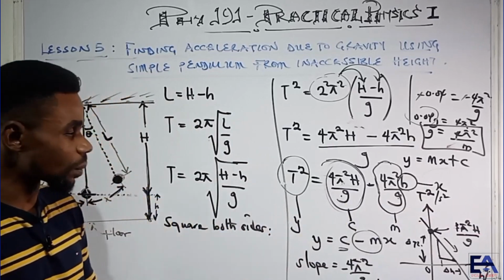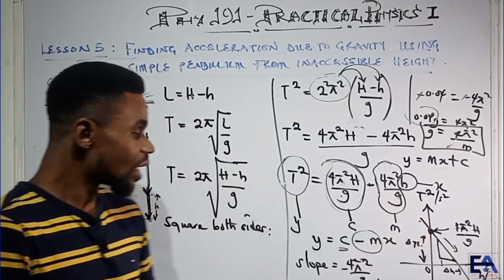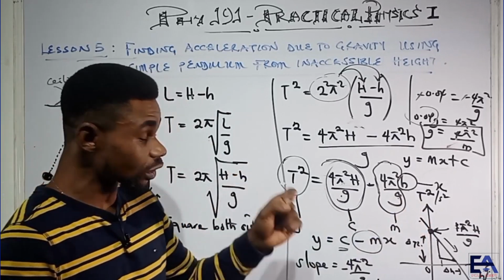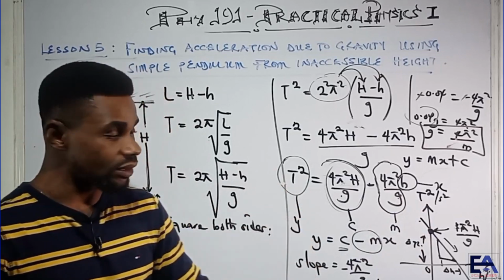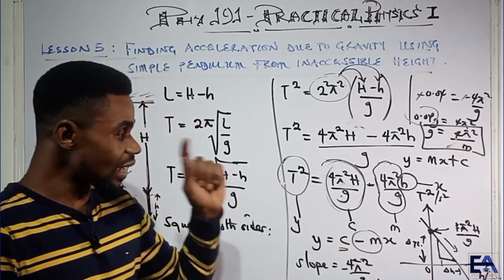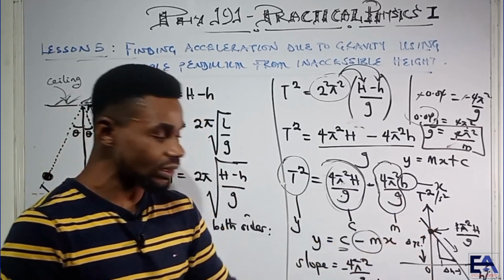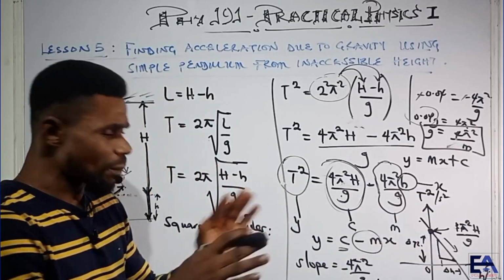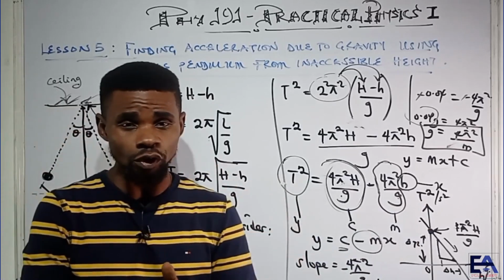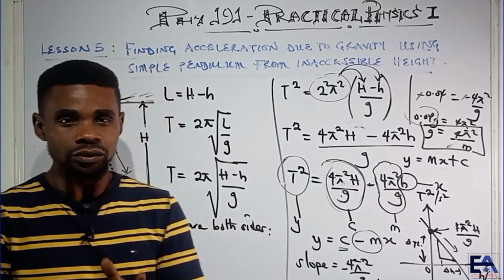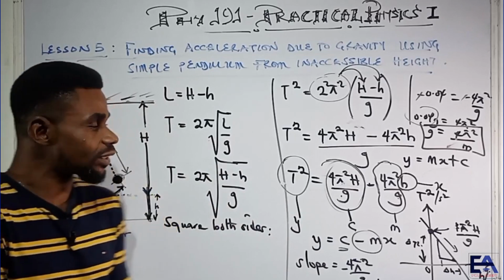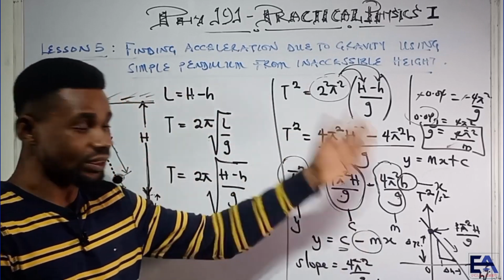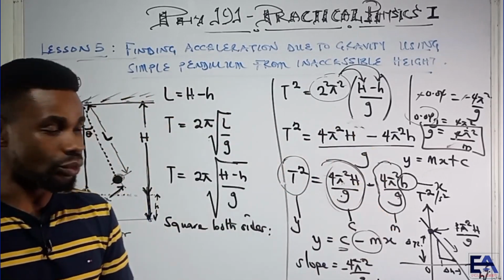So the height of the room can be obtained from the intercept of the graph. The acceleration due to gravity can be obtained with the help of the gradient. The height of the room can be obtained with the help of the intercept, and the graph slopes downward. Okay, we are going to solve a couple of questions after all of this, that test your knowledge of all these things. So you will see where all of these things that I'm explaining do apply.